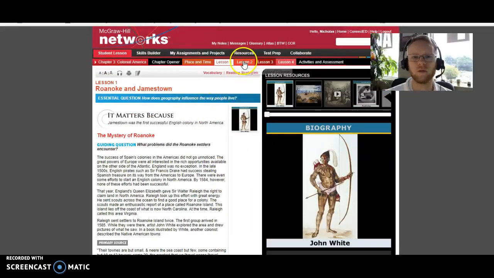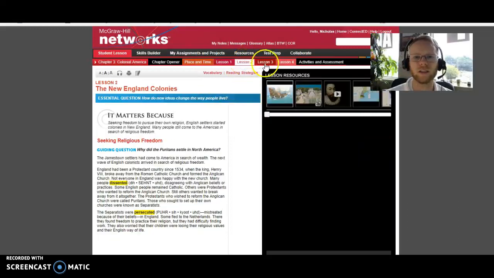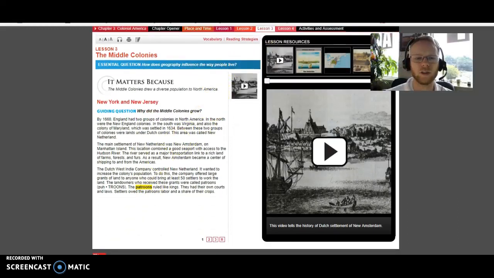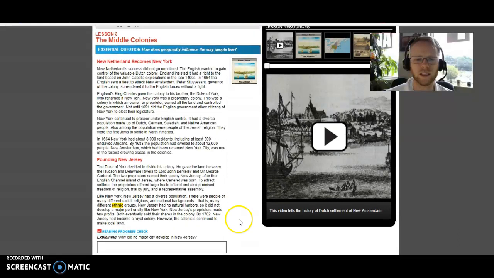Once you're within a chapter, you don't have to go back. You can go to lesson 2, lesson 3. Be sure to note there are multiple pages for each lesson.